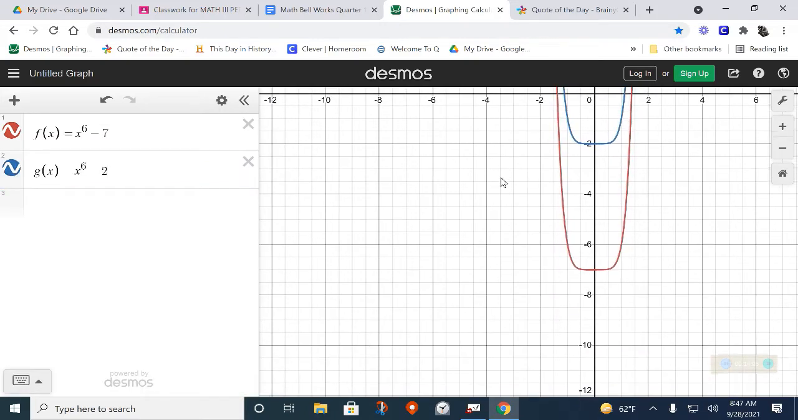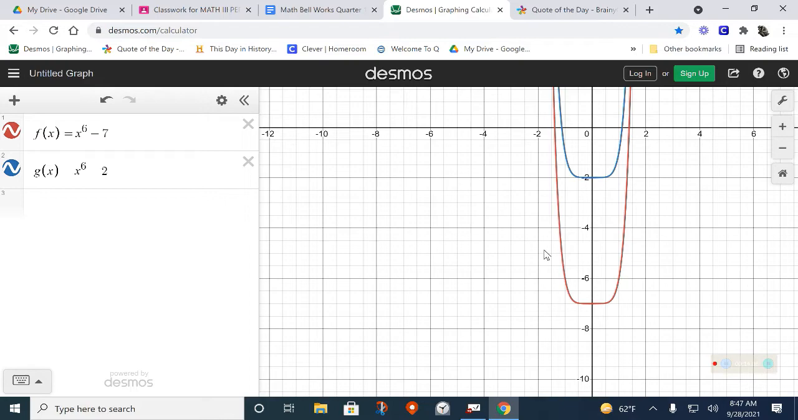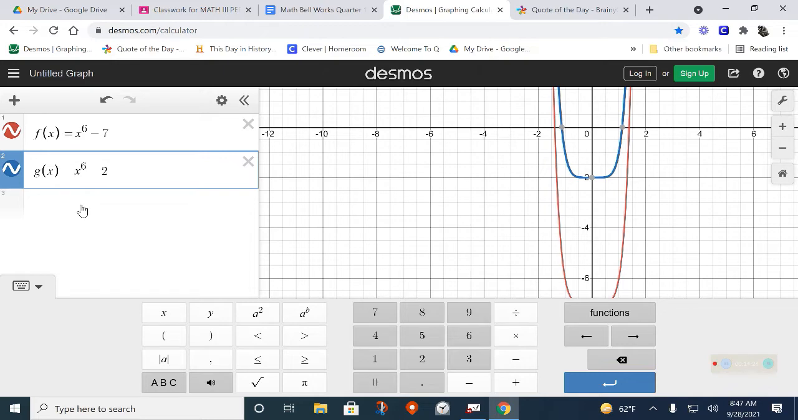And look, you can see the 5 units upwards. Look at the blue graph from the red. Check it out, Rocha. From here to here, you can see it's 5 units upward. This is at -7 and it ends up being at -2. So that's 5 units upward. And watch this though. Let me make this negative.